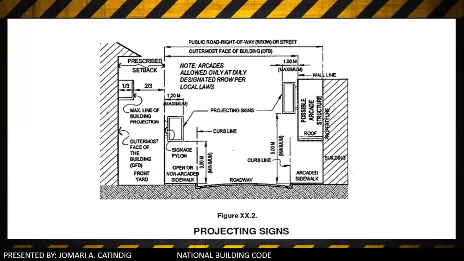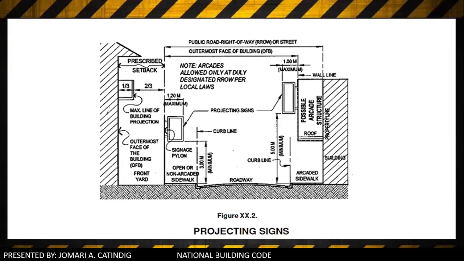Next is the projecting signs. On non-arcaded streets, signs shall not extend more than 1.2 meters over the sidewalk, measured horizontally from the wall line or building line. On arcaded streets, the sign shall not project more than 0.6 meter from the outermost portion of the wall line of the allowed structure over the arcade. For buildings abutting on streets or alleys without sidewalks or provisions, the sign shall not project more than 0.3 meters from the outermost portion of the building structure.